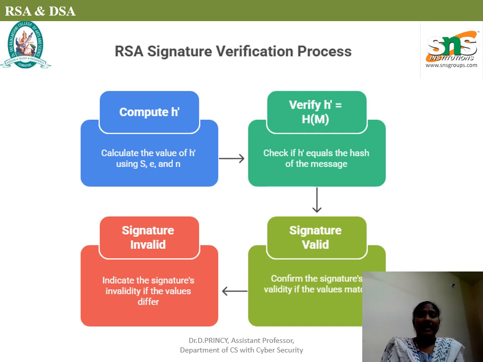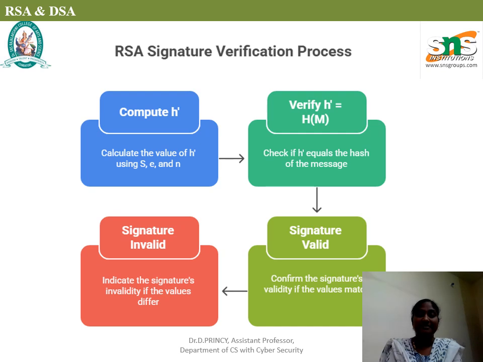Verification process. Compute H. H means hash value. So calculate the hash value H dash using S, E and N. E is the public key. And verify H dash equal to H of M. If it is equal, the message is original. Next, signature validity. It confirms the signature's validity if the values match, that is, H equal to H dash. Signature invalid: if the value does not match the previous hash value, it indicates the signature invalidity.